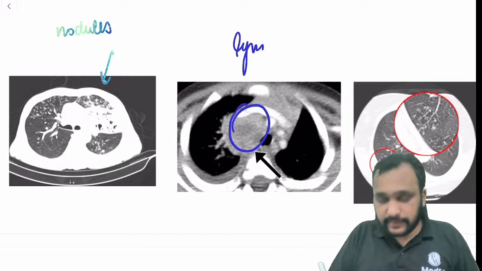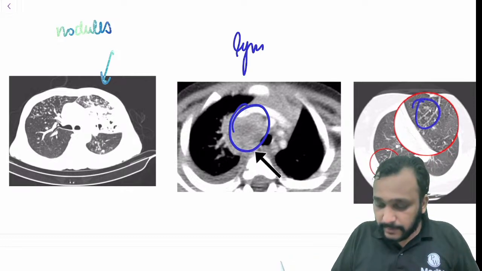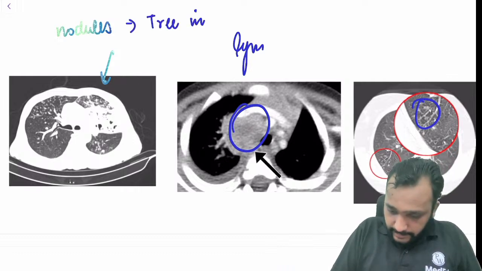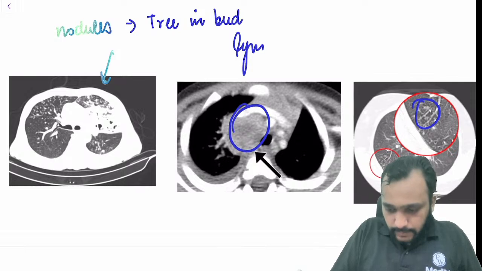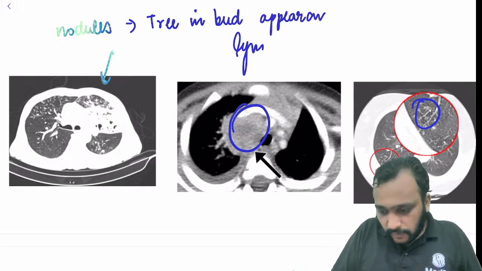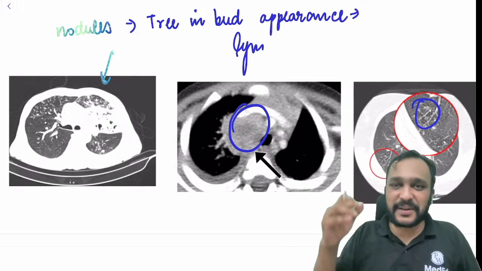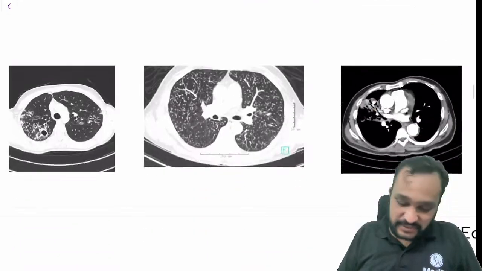So guys, basically if tuberculosis is concerned, you will see multiple nodules, you will see lymphadenopathy as is shown here, and you will see multiple nodules which will have a characteristic tree in bud appearance. So this tree in bud appearance of nodules is seen in patients with chest tuberculosis, right?